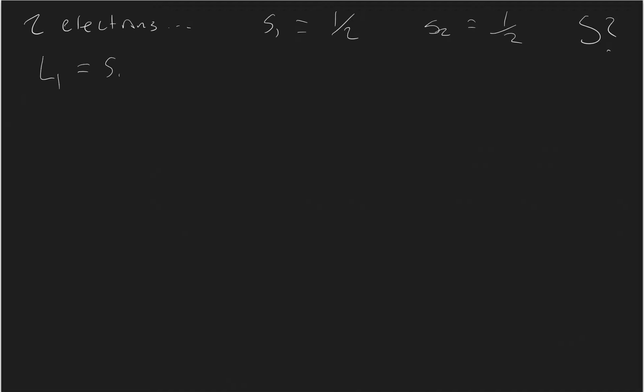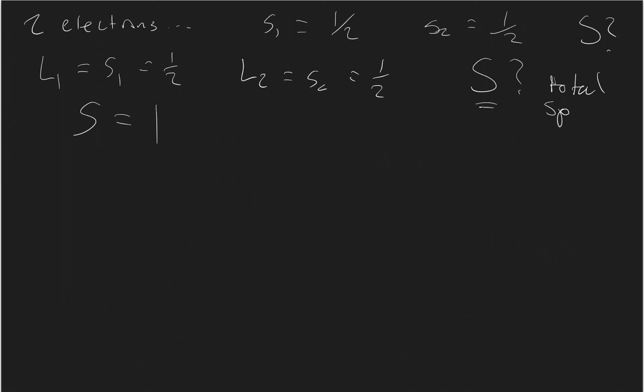So the quantum numbers are S1 equals 1/2 and S2 equals 1/2. And for the possible values of the total spin quantum number S, we would just apply that formula. I'm not defining these things very well, but this is the total spin. What is the total spin?